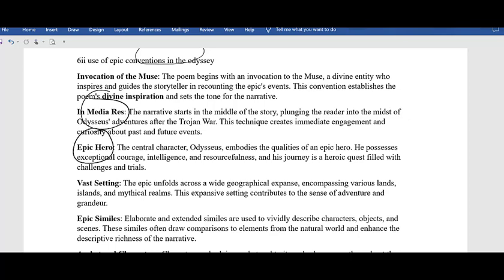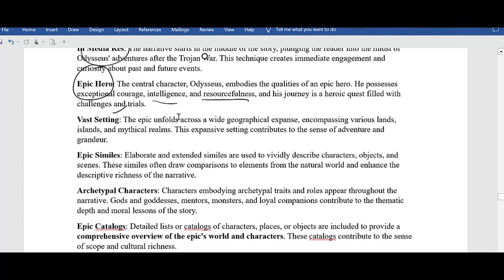Then you have an epic hero. Here the epic hero is Odysseus. But in various epics you've had different epic heroes, like Achilles is supposed to be one of the heroes of the Iliad, right? So here, of course, it's Odysseus. Odysseus is the hero. He possesses great courage. He's very intelligent. He's very resourceful. He's a wise man. He's a great warrior as well. And all these qualities are important for the Greek civilization.